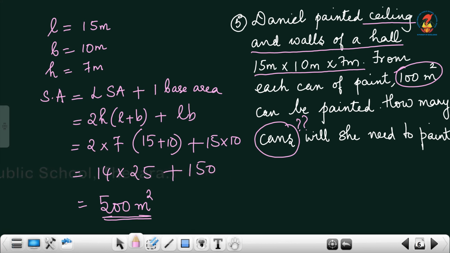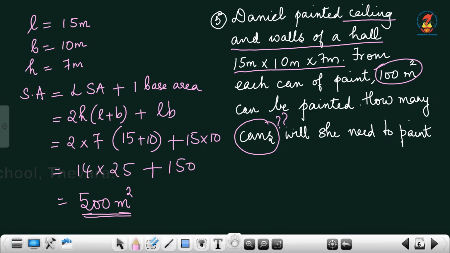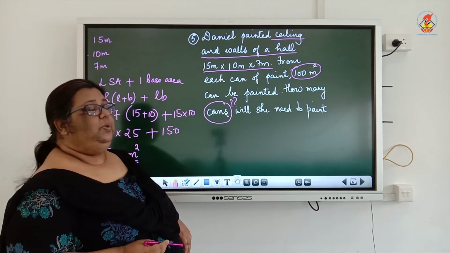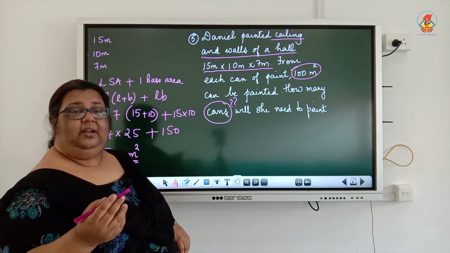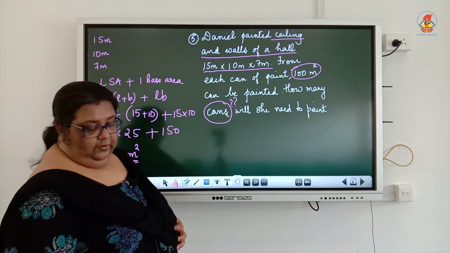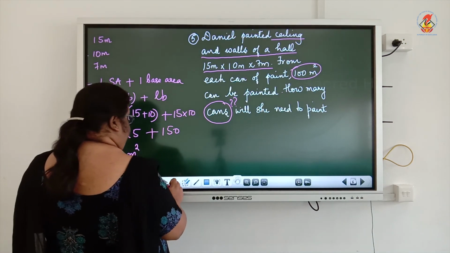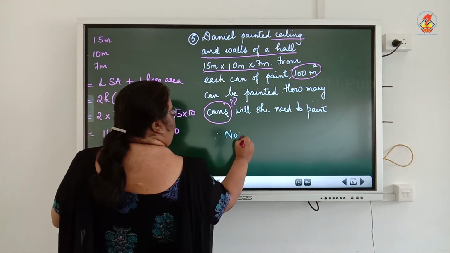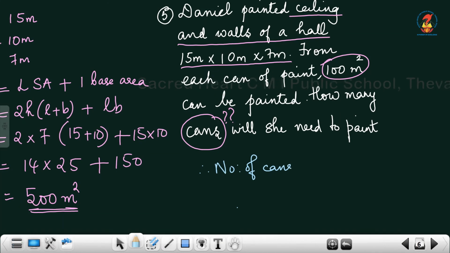Then they have said from one can 100 meter square of area can be painted. Then how many cans will Daniel need to paint 500 meter square? It will be 500 by 100, which is equal to 5. Therefore, number of cans Daniel needs will be 500 by 100, which is equal to 5.